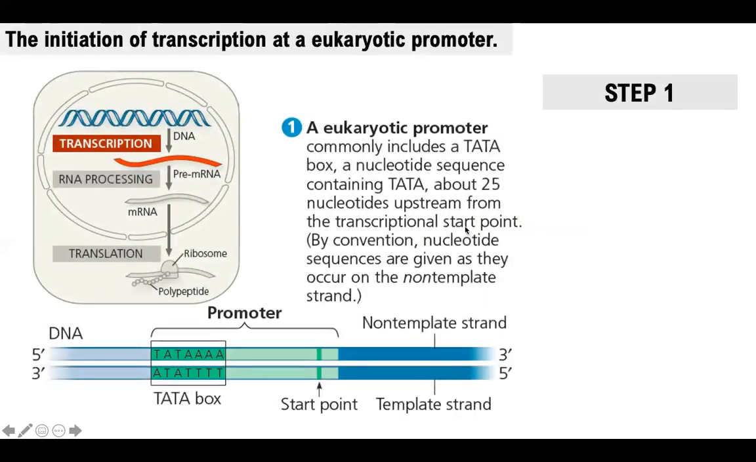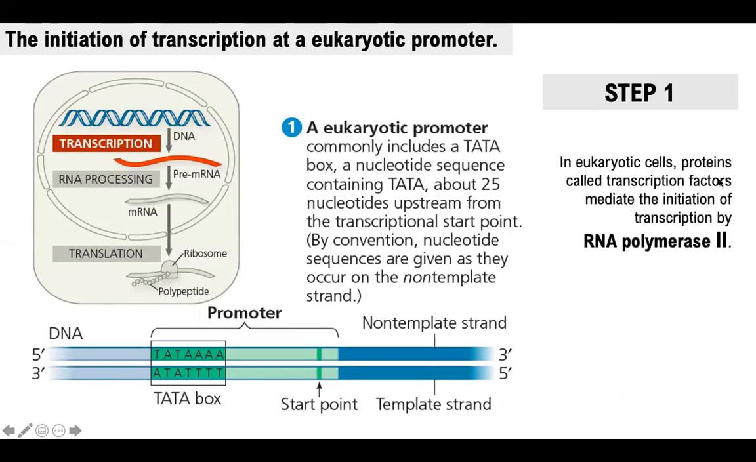So in eukaryotic transcription, we also have a eukaryotic promoter, just like in prokaryotes, and it commonly includes a TATA box. This is a nucleotide sequence containing thymine and adenine, about 25 nucleotides upstream from the transcriptional start point, or from the point where the RNA polymerase will copy to form mRNA.